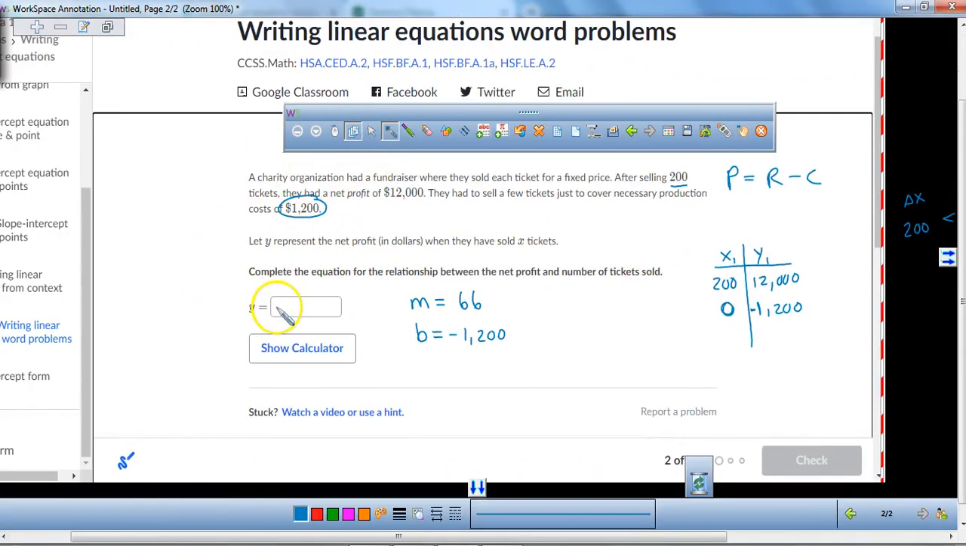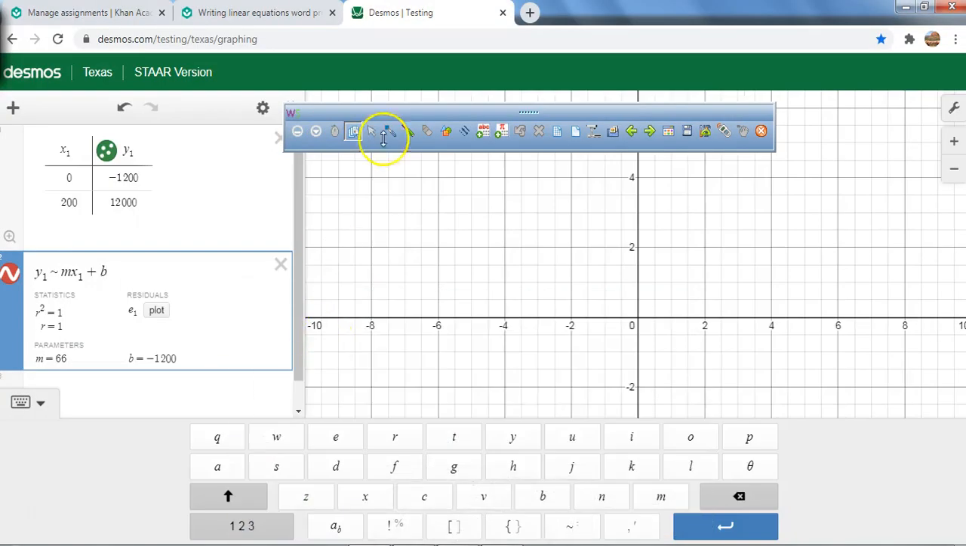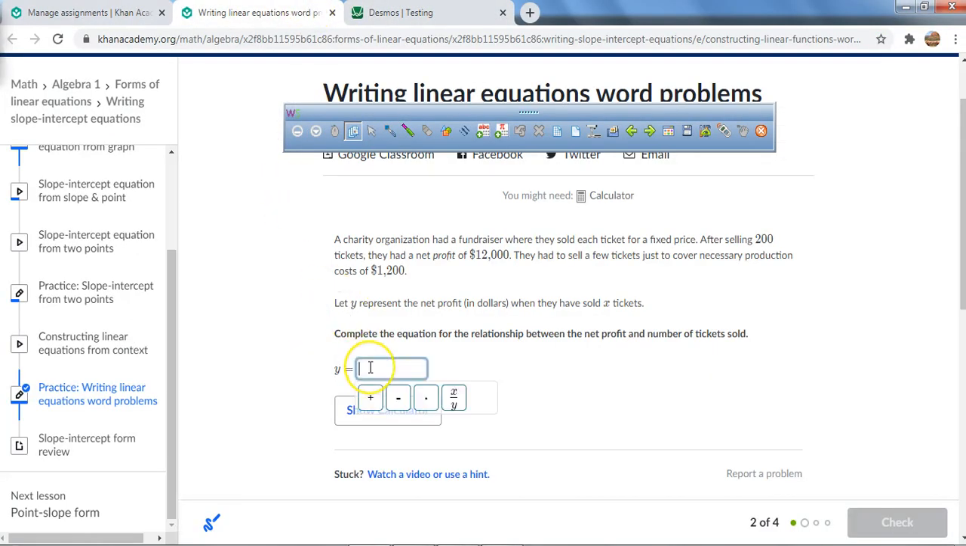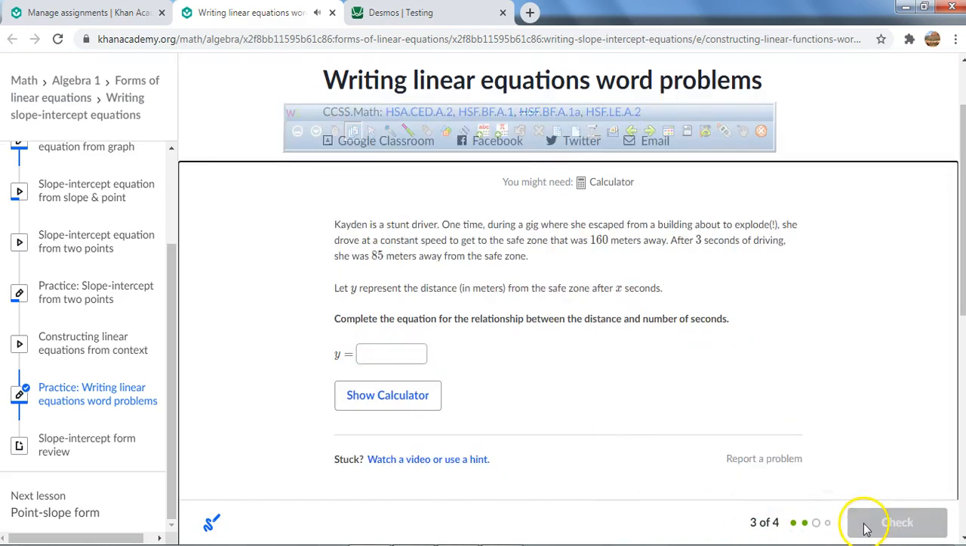So I'm going to write my answer as negative 60, not negative 66. My apologies. It's been a day. 66x minus 1,200. All right, so we're just going to write it in. So there's our cost, there's our price per ticket, and we're done. Yay, we got it right.